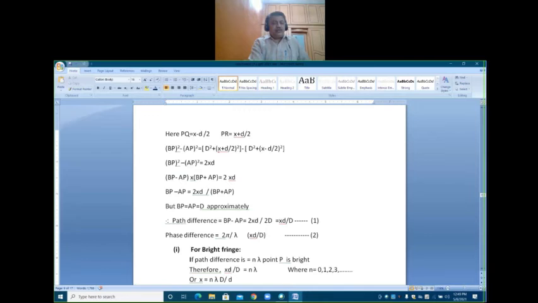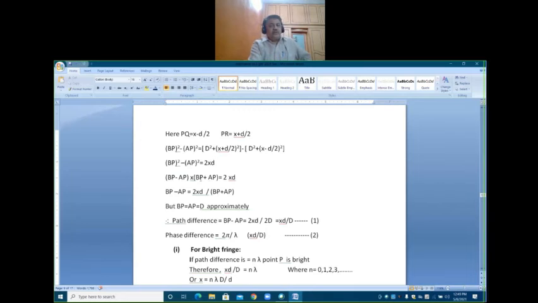It is a plus b whole square, so you have to do a plus b whole square. This is a minus b whole square. So after simplification, you get 2xd. So BP square minus AP square is BP minus AP into BP plus AP, which is equal to 2xd. Why we are writing like this is because we want BP minus AP. So BP minus AP is equal to 2xd divided by BP plus AP.